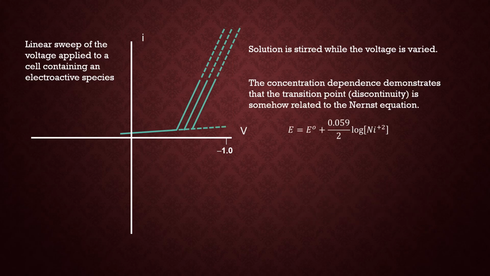We saw that the transition point, namely where the discontinuity occurs, changes when you change the concentration of the electroactive species in the solution. So this tells you that the behavior that you're observing and the transition is somehow tied to the Nernst equation. We established at the end of part 3 how this relationship applies, but this is just the general statement.